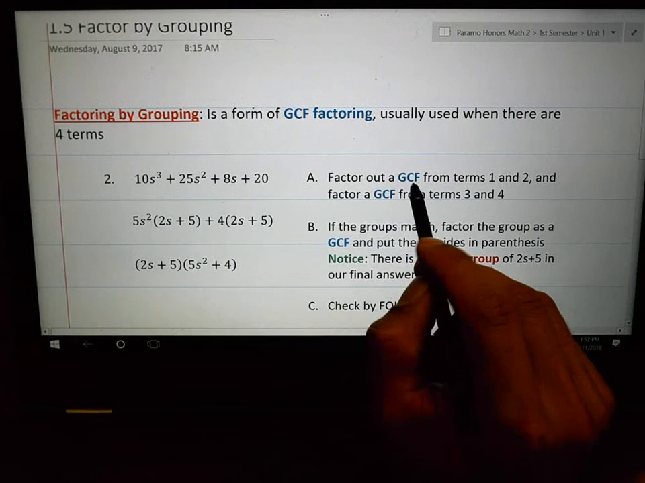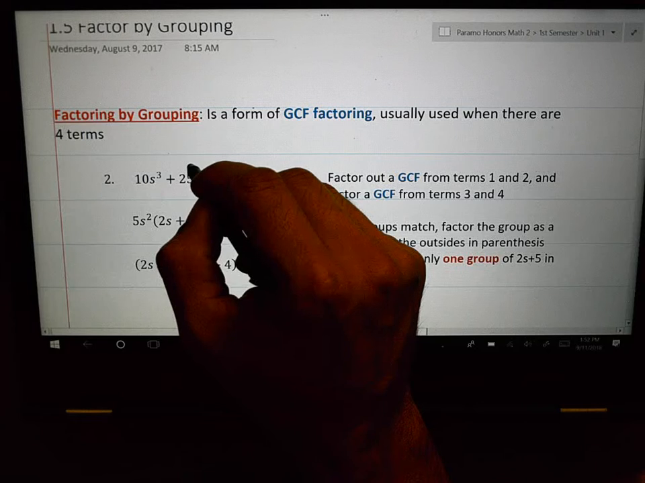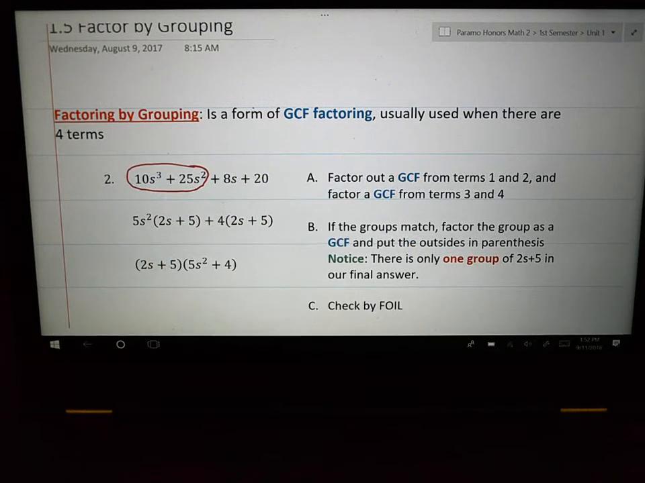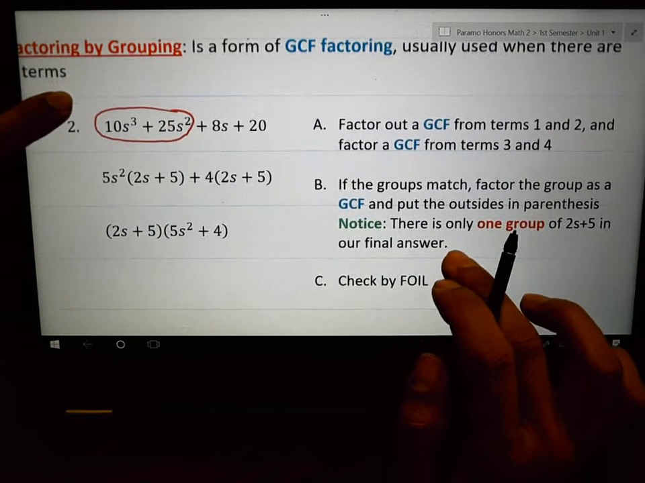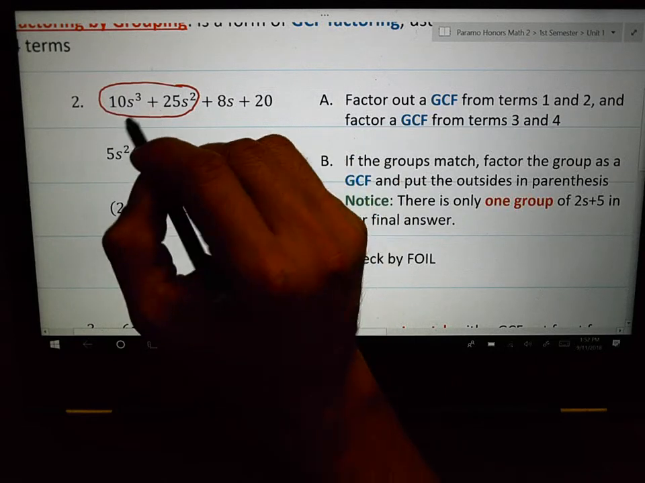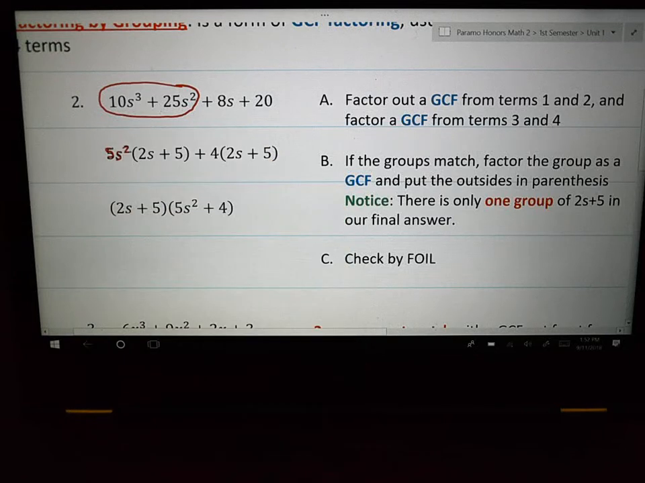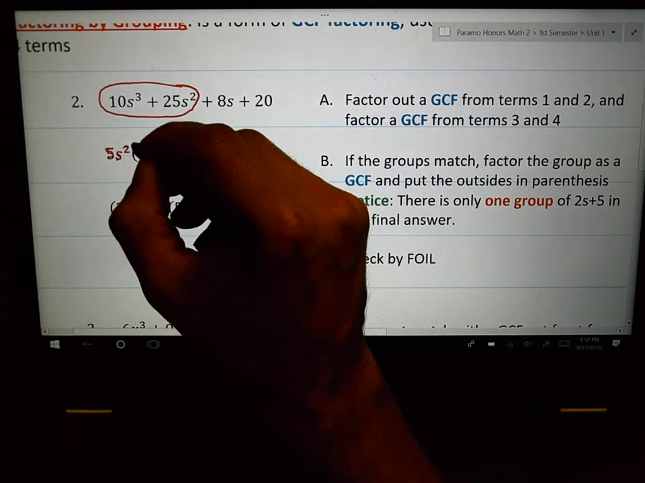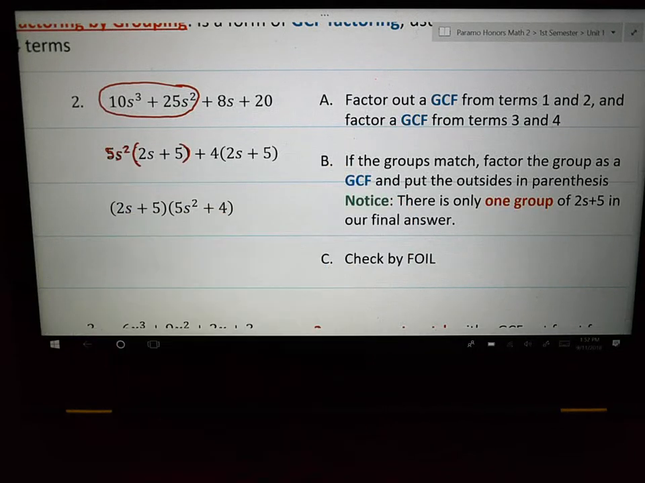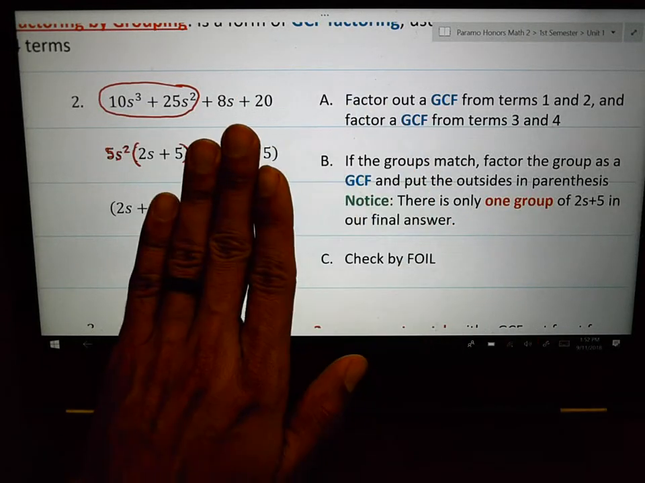So the way it works is very simple. We are going to figure out what the GCF is of terms 1 and 2, meaning if I look at these 2 terms, I'm going to circle it here in red. I bet you know that the GCF of those 2 things is 5s squared. And if you were to factor out a 5s squared from these 2 terms only, you would have 2s plus 5 inside parentheses. Yes? Do you agree with that step?